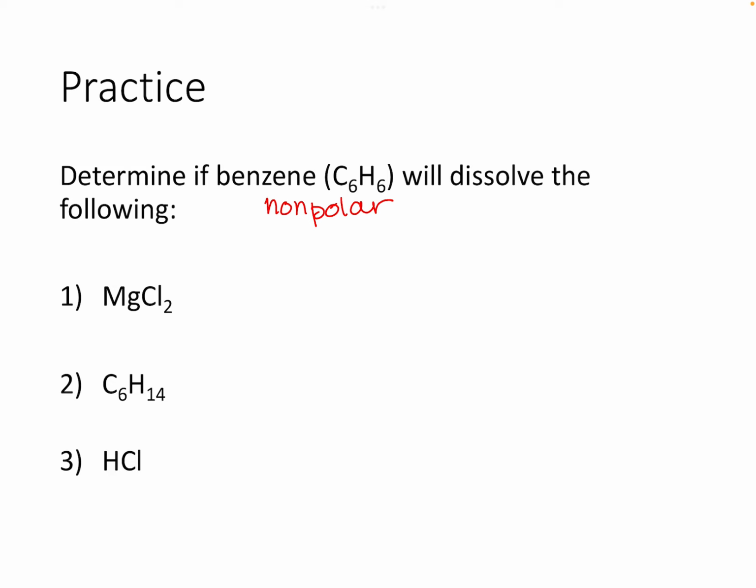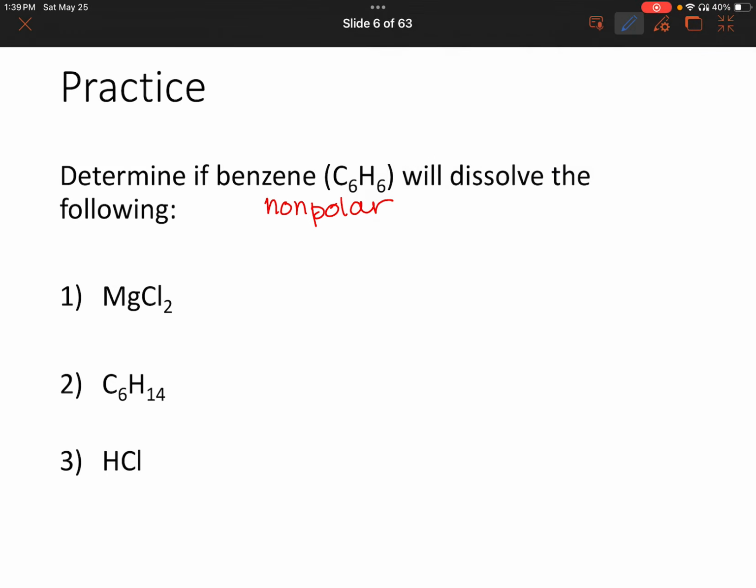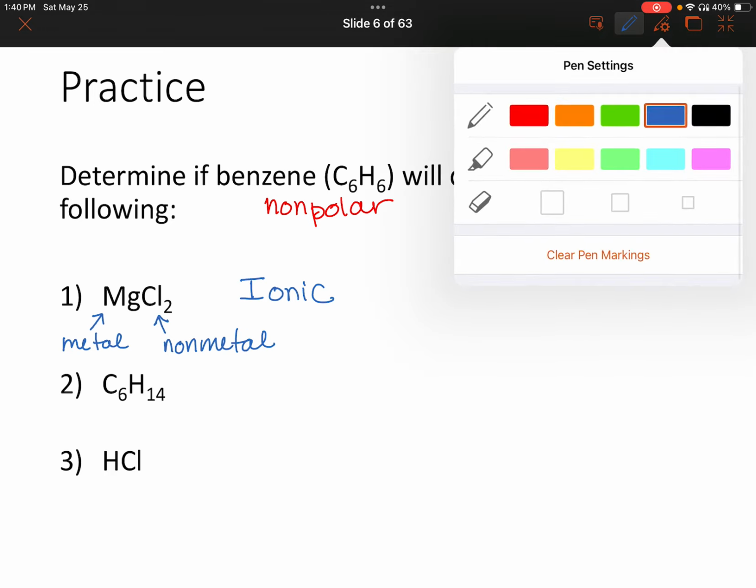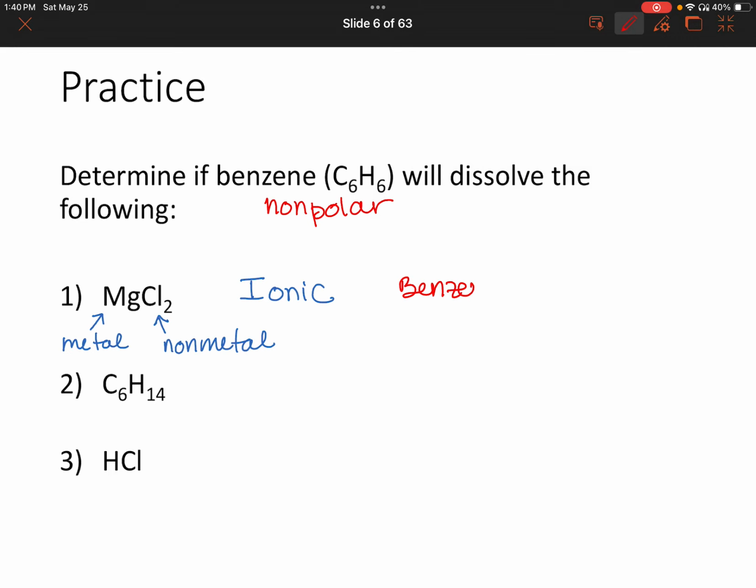Okay, so let's look at the first molecule. Again, it looks like we have a metal and a nonmetal bonded together. So on the last slide, we saw that if you have a metal and a nonmetal in a compound, that will be an ionic compound. So will benzene dissolve an ionic compound? No. So let's see. Benzene will not dissolve MgCl2 because benzene is nonpolar and magnesium chloride is ionic.